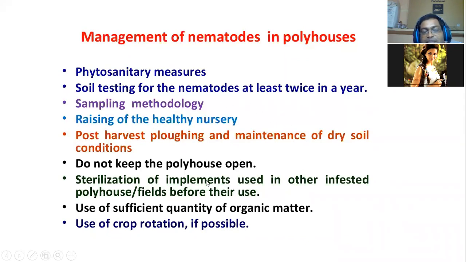With these three techniques, you can easily manage the nematodes compared to the field, because in the field there are many environmental conditions and the extent is very large. You cannot modify the environment. But in polytunnels or polyhouses, under modified atmospheric cultivation, you can modify the environment and certain inputs, and easily manage the nematodes.